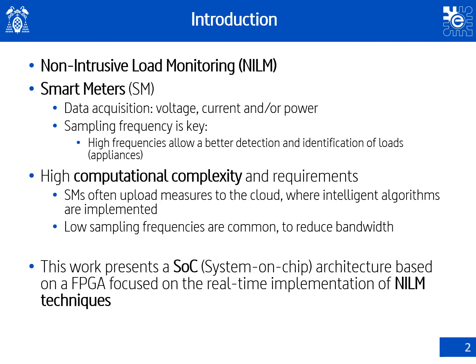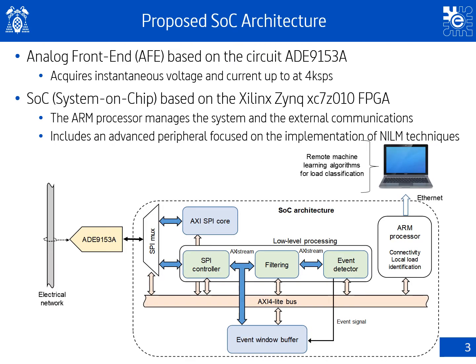This is why this work presents a system-on-chip architecture based on an FPGA focused on the real-time implementation of NILM techniques, locally in the smart meter. Together with the FPGA mentioned before, the proposed architecture is also based on the ADE9153 circuit, which behaves as an analog frontend. It is capable of acquiring instantaneous RMS voltages and currents, as well as powers, at a maximum frequency of 4 kilosamples per second.